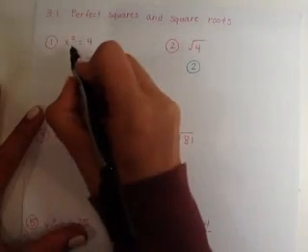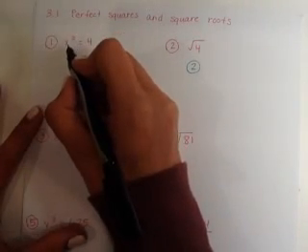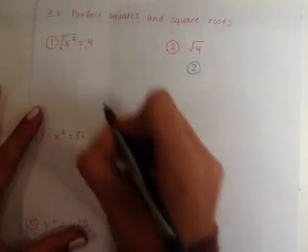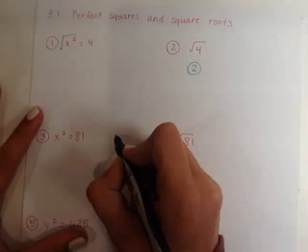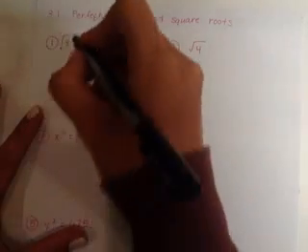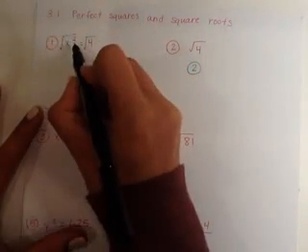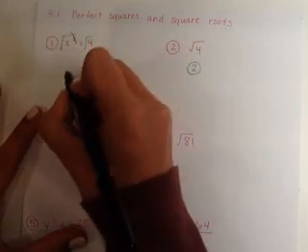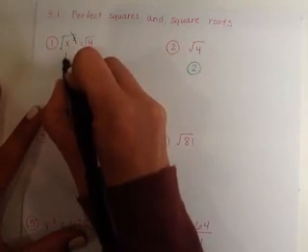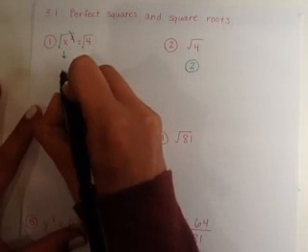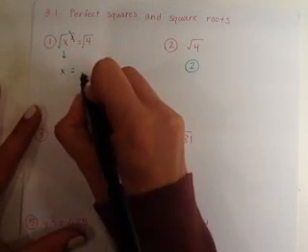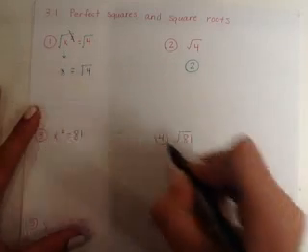So in order to get rid of this squared, we would take the square root. And remember, what we do to one side, we must do to the other. Taking the square root of a square cancels both of those out and just leaves me with what is being squared. So now I have x equals the square root of 4.